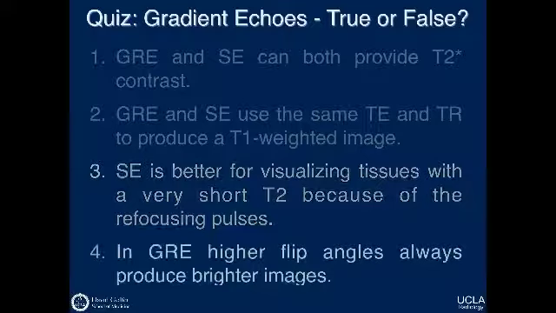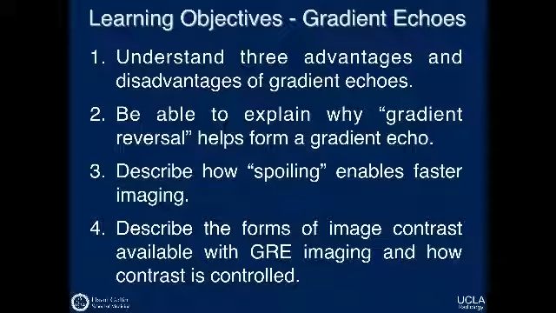Last one, in gradient echo imaging, higher flip angles always produce brighter images. False, right? We have an optimum. There's some kind of middle ground. Not too low, not too high. Somewhere in the middle is going to be the best flip angle to use. And again, I put in some learning objectives here that maybe steer or guide you back to thinking about the stuff I've shown you already.